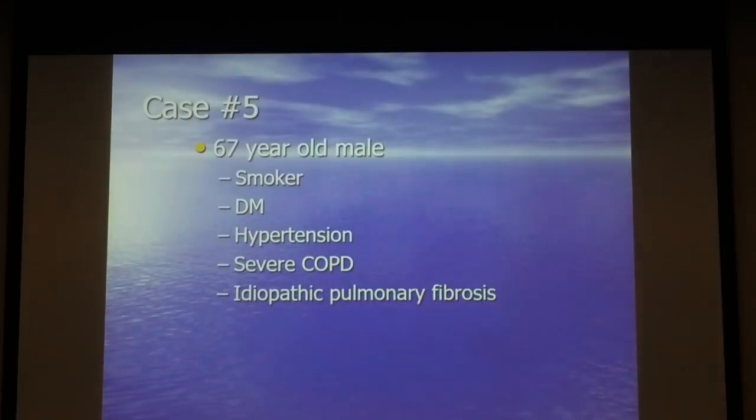Case number five. 67, male, smoker, diabetic, hypertension, severe COPD, idiopathic pulmonary fibrosis, severe crescendo angina, is hypoxic.